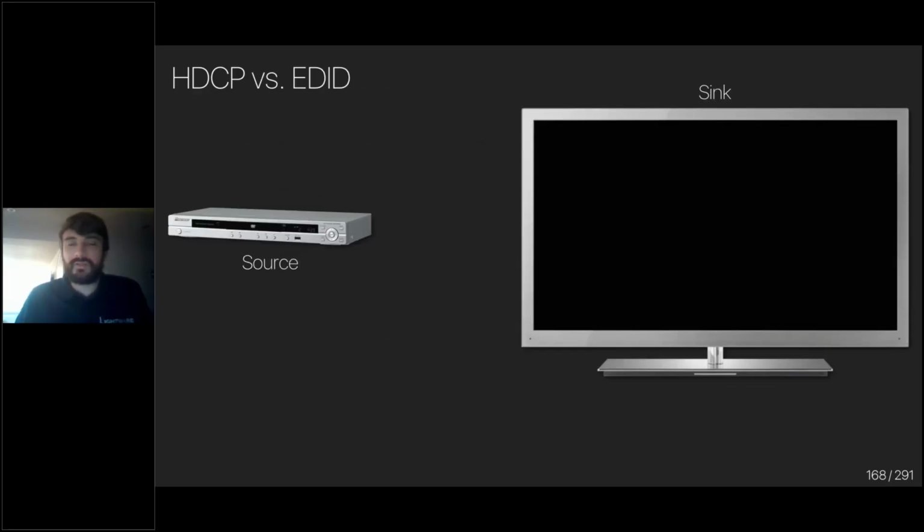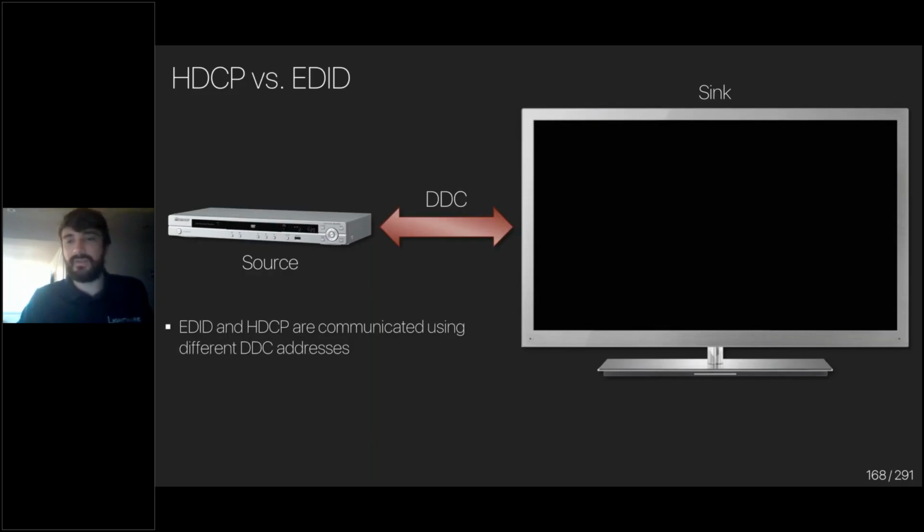So people sometimes confuse EDID and HDCP. We can have a look at how these are communicated. Both are done on the low-speed bidirectional communication channel, the DDC. DDC is actually not point-to-point, it's point-to-multipoint. So there's a master device, which is always the source, and it controls all the communication. And so there can be multiple slave devices, and each of them have their own DDC address.